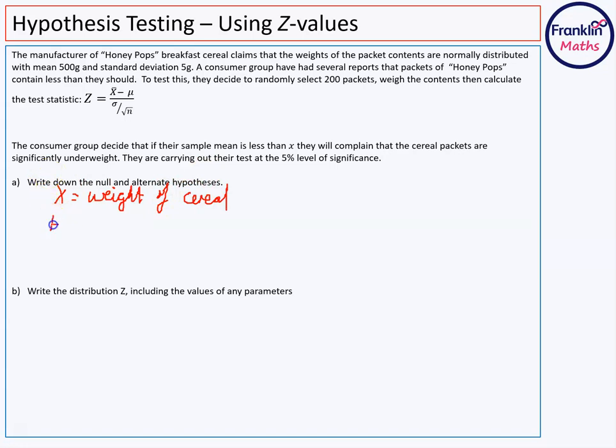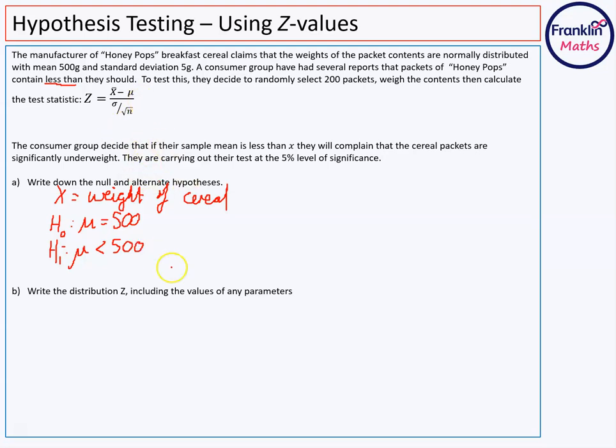So the null hypothesis in this case, H0, is that the mean is what they told us it was, 500 grams. And the alternate hypothesis, have a look at the question, can we find out anywhere where it mentions more or less? Well, they think that they contain less. So we're going to be testing whether that mean is less than 500 or not.